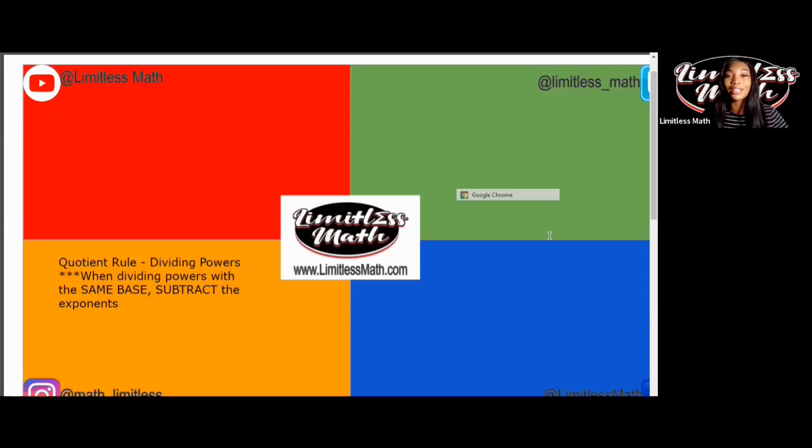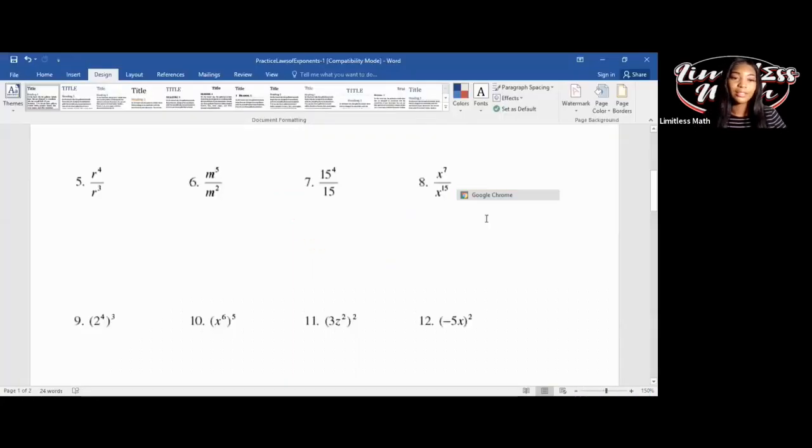The only math we do is subtract the exponents. So let's look at a few examples. Notice in the examples, questions 5 through 8, all of them appear to be a fraction. When we see these types of problems written in fraction form, it is a giveaway that we are dividing. It is a hint to us that we need to use the quotient rule, okay?